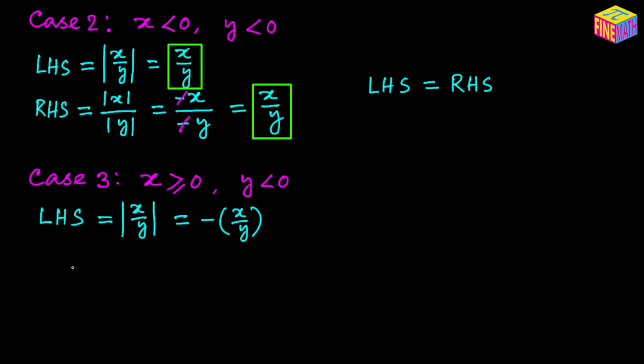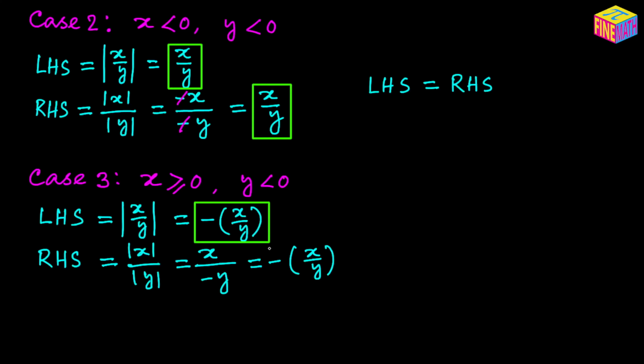Now let's see how the right hand side looks like. Well, the right hand side has modulus of x over modulus of y, and here again, because x is non-negative, x will come out exactly like positive x, but because y is a negative number here, it will come out with a negative sign. So in this case also, this can be written as negative of x over y. And here again, we can see that our left hand side and the right hand side, they both look equal. So we can say that LHS is equal to RHS. And what about the next case?